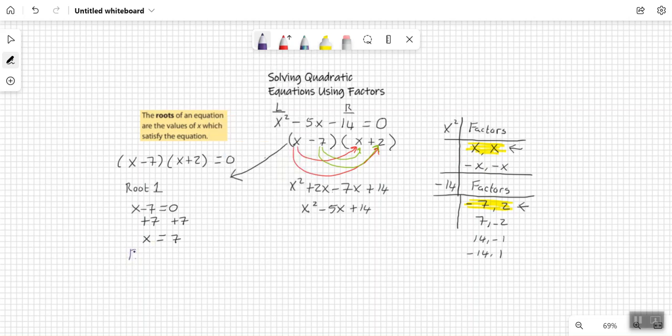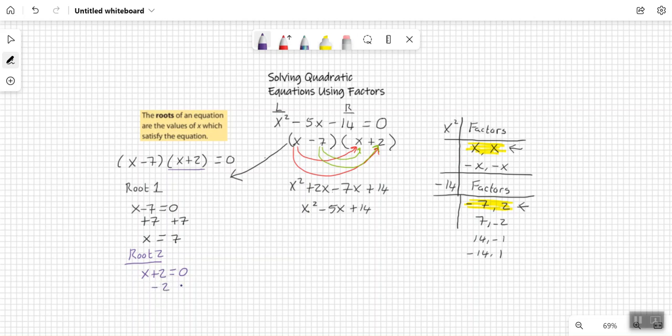So root 2, I just take this guy and I do exactly the same thing. So I make it equal to 0. So x plus 2 is equal to 0. And again, now what I can do is I can just solve this. So if x plus 2 is equal to 0, I want to get rid of this 2, so I have to minus 2 from here.